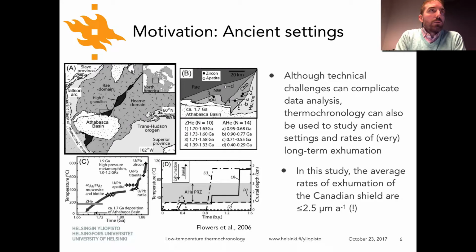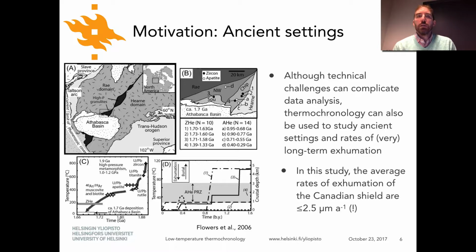Now here, for those of us that are living in Northern Europe, we're not in a modern orogen. We're not anywhere near an active plate boundary. But instead, we're in a sort of ancient shield setting, and thermochronology has not really been applied as broadly to these settings as it has to modern tectonic settings. And there's a few reasons for that, and maybe we'll get into them a little bit with what Ilmo's going to say.